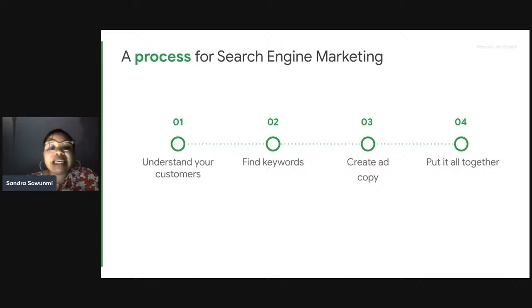Then also find keywords. Look for keywords that your target audience is constantly searching for, so that you can pop up when people search for businesses related to yours. Then also create ad copy. All you need to do is put together relevant content, put together that ad copy, and run your ads. So that's a simple process for search engine marketing.